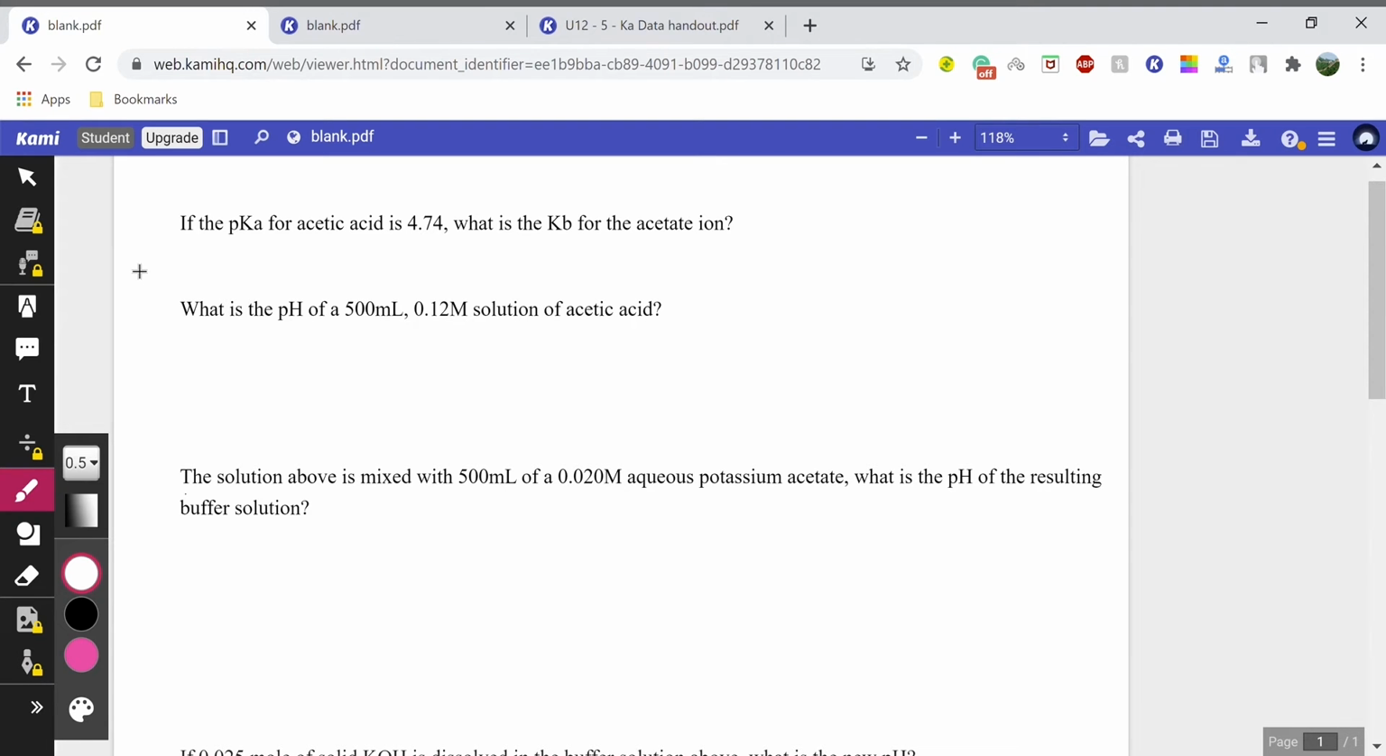Hi, in this video we'll be doing some more practice problems with buffers. So the first problem asks, if the pKa for acetic acid is 4.74, what is the Kb? Now pKa is equal to the negative log of Ka. So 4.74 is equal to the negative log of x.